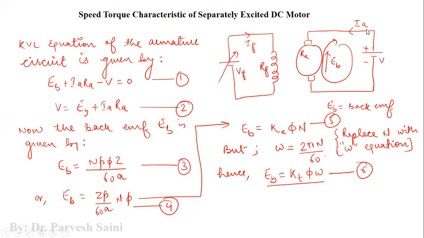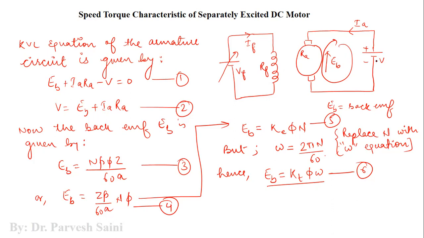Now let us try to understand the speed torque characteristic of a separately excited DC motor. The purpose of this lecture is to analyze the speed torque characteristics of a separately excited DC motor. Now, a separately excited DC motor, as you can see on the screen, is the one in which the magnetic field system is excited with a separate DC source, right? So the field system is not part of the armature circuit. It is separate from the armature circuit.